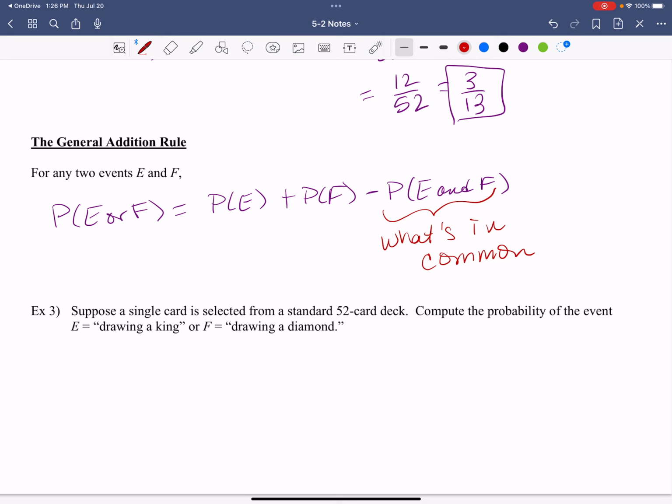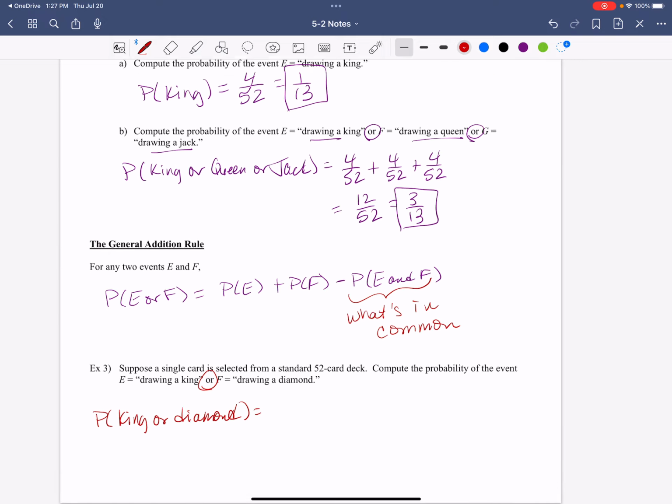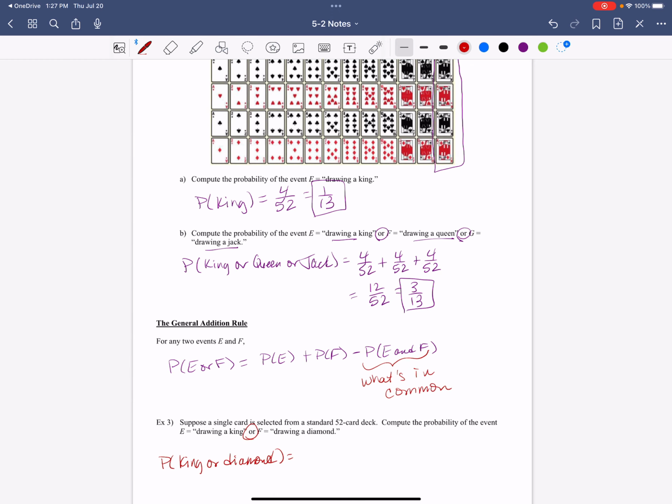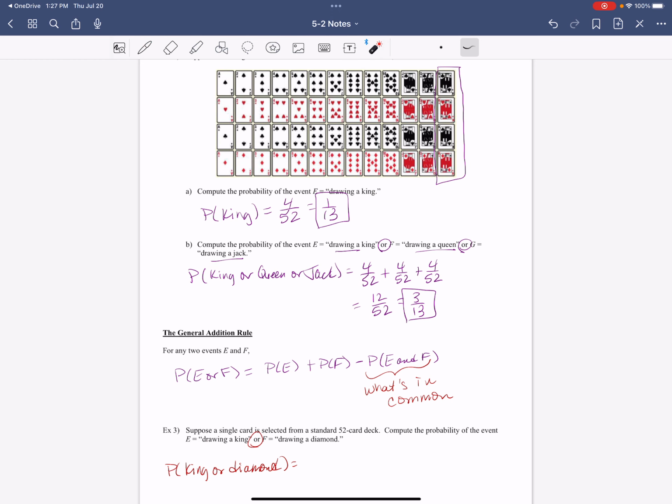So, suppose a single card is selected from a deck. Compute the probability of a king or a diamond. A king or a diamond. So I'm going to squeeze this down so we can see our cards again. Look up here. If I've got a king, that's in this last column. We've done that a couple times now. We know that that's 4 out of my total 52. And then where are my diamonds?